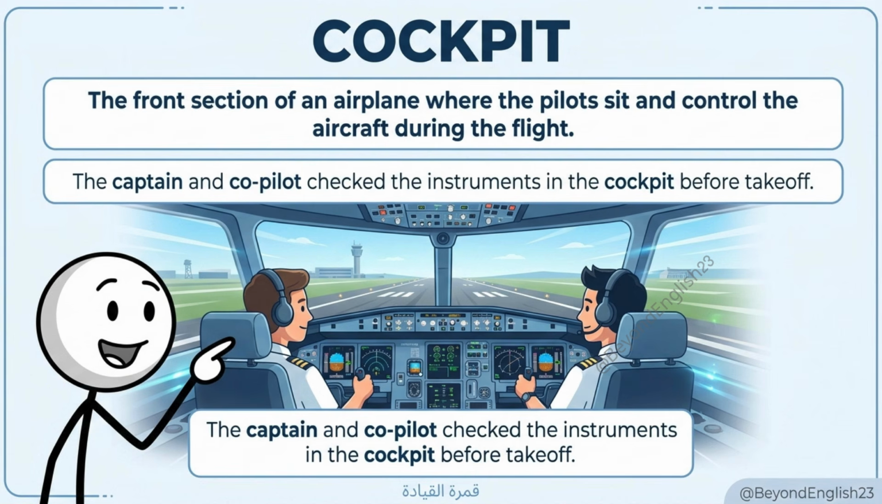1. Cockpit. The cockpit is the front section of an airplane where the captain and first officer control the aircraft using many instruments, screens, and controls. It is a restricted area where pilots manage the flight from takeoff to landing. Example: the pilots completed their final checks in the cockpit before takeoff.